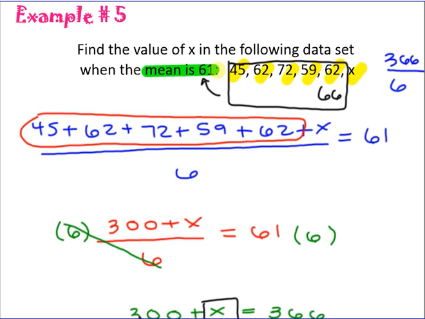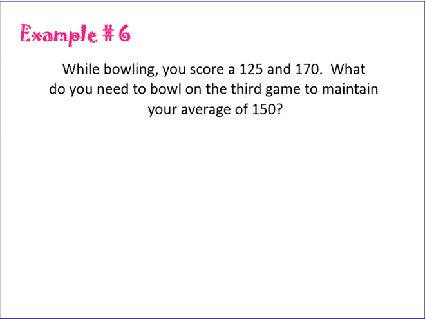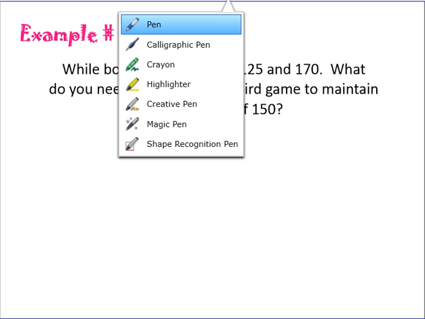And that equals 61 perfectly. Okay, next one. While bowling, you score a 125 and 170. What do you need to bowl on the third game to maintain an average of a 150?